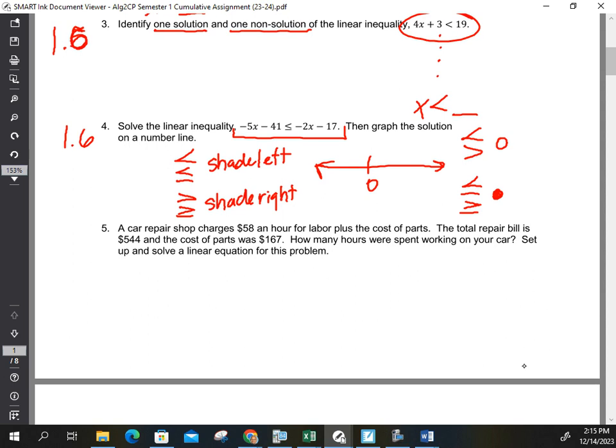Problem 5. You're given a word problem. Of the 40 questions that are on there, 40% of those problems are word problems. So that means there are 16 word problems on that final. So, set up the equation. Since they're asking you how many hours was spent working on the car, make x equal to the number of hours. You set up the equation, and then you solve the equation. I'm not going to do it for you, because you have to know how to do it for yourself. You're taking a final.